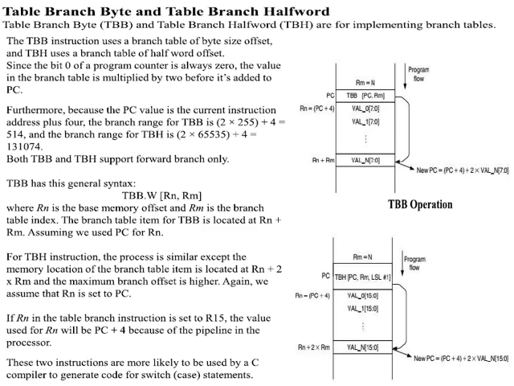Next we have table byte and branch half word. Okay, table byte and branch half word, if you consider, these implement the branch tables. So if you want to have a set of values to be stored, you can store them. So how can it be stored? The TBB instruction uses a branch table of byte size. TBB will use a table of byte size, that is 8 bits. TBH will use 16-bit values.